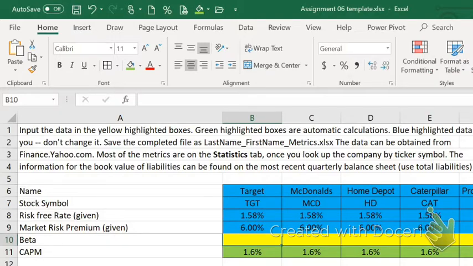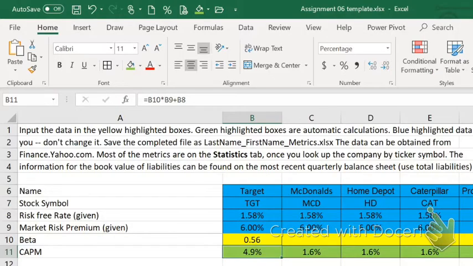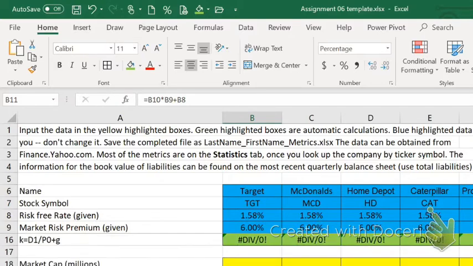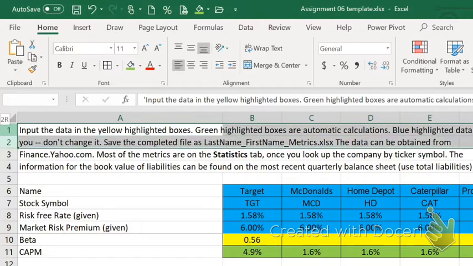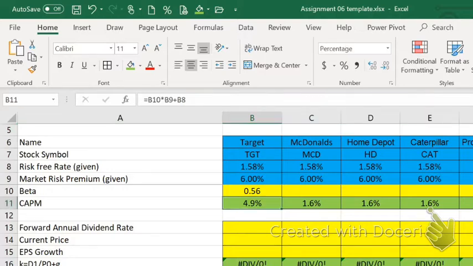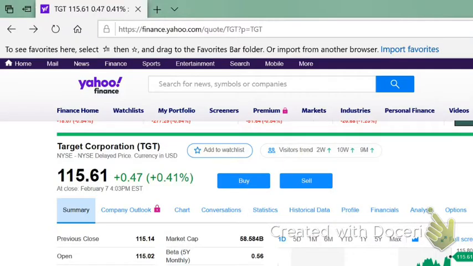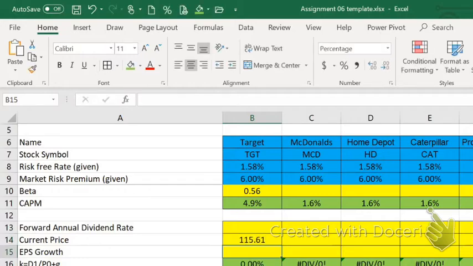Alright, so I need to get the beta, and that's 0.56. I can get it from the front page here. Note that when I plug that in, the green cells will automatically calculate something. It's automatically calculating the expected rate of return under the CAPM. The current price would have been the price at closing on Friday, February 7th, 115.61. So whatever day you look this up, that's the day you want to pick that out.